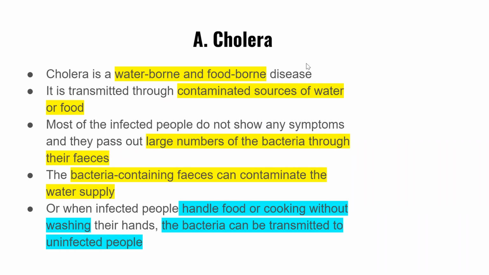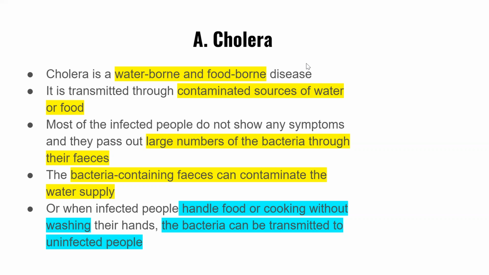The bacteria containing feces can contaminate the water supply. So if the person is passing out large number of stool near a water body, like a river or a stream, then it washes into the water body. Now the water body gets contaminated with these bacteria, which cause cholera. This is one way in which cholera bacteria can enter into our water.